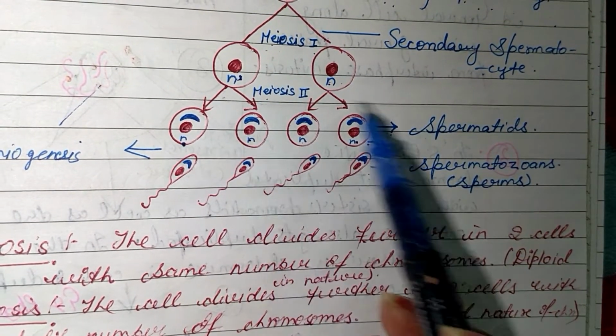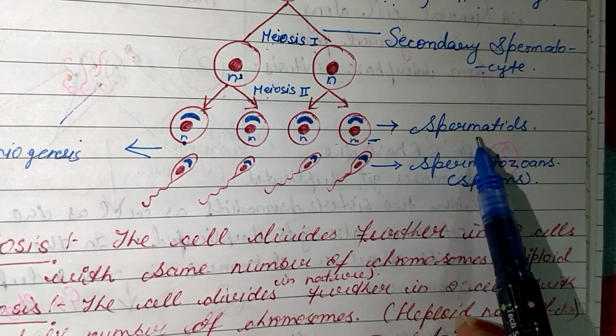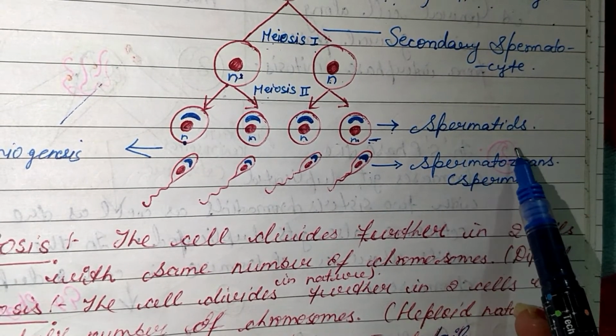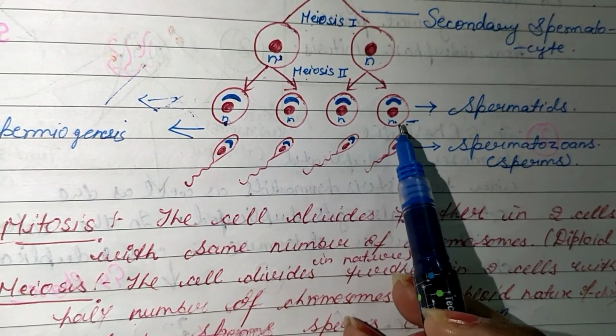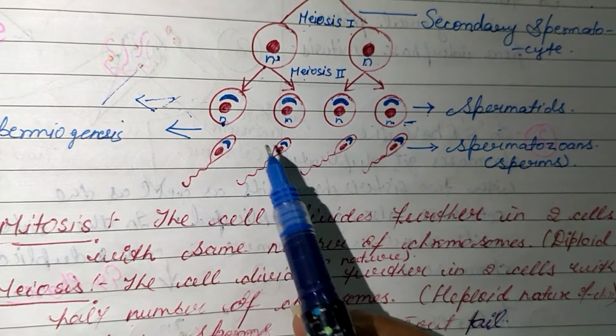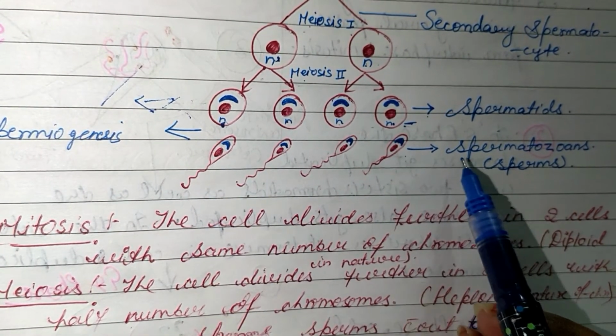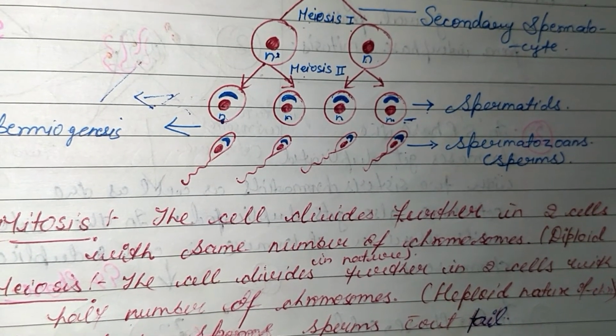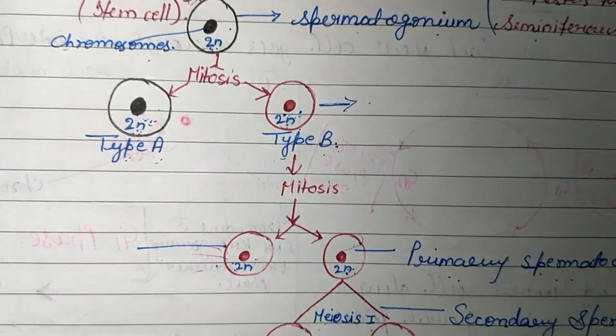So now at the last we have four spermatids. At this stage these cells are called spermatids. These spermatids will be modified further and form spermatozoa, or sperms. So this is the process of spermatogenesis.